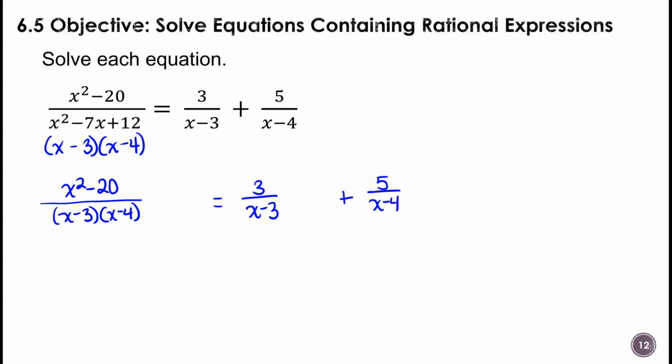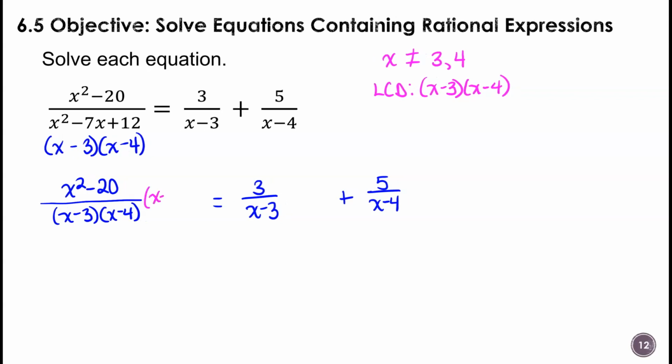So we multiply through by the LCD. In this case, that's going to be x minus 3 times x minus 4. And then remember those excluded values that we've been talking about that cannot be solutions, and that would be 3 or 4, because those are the two values for x that would make our denominator 0.